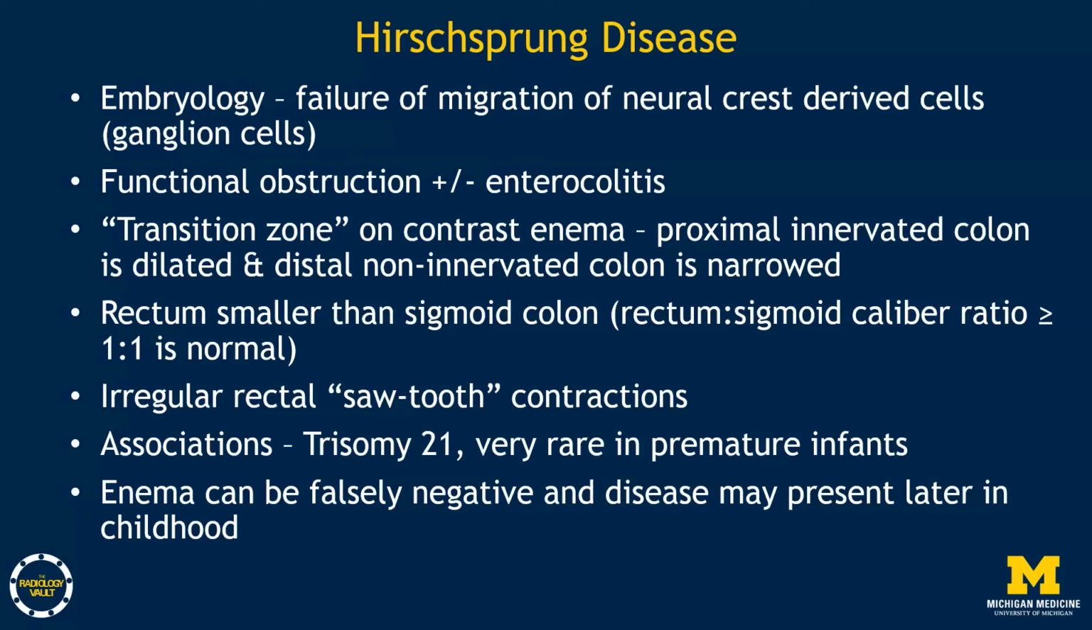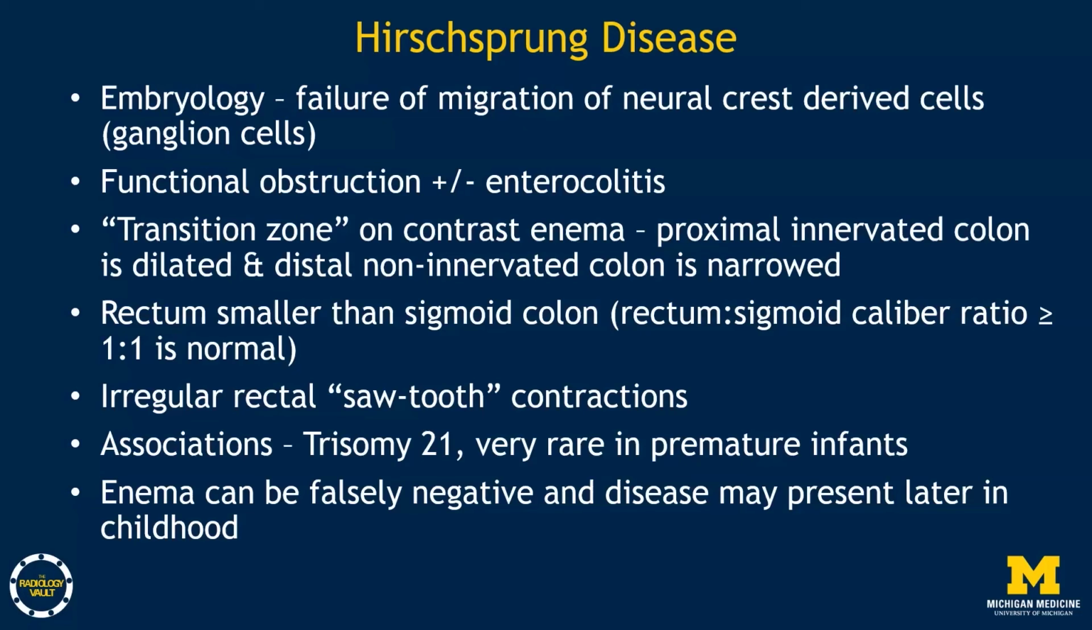Let us first discuss Hirschsprung disease. In Hirschsprung disease, embryologically, this results from a failure of migration of neural crest-derived cells, known as ganglion cells, to reach the most distal part of the colon. This results in a functional obstruction where the aganglionic segment does not allow normal relaxation, and again, we have a functional obstruction. There can be superimposed enterocolitis, although this is not usually seen in neonates since there is no time in the neonatal period to really develop a superimposed infection.